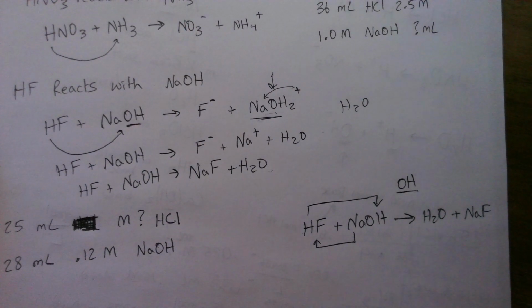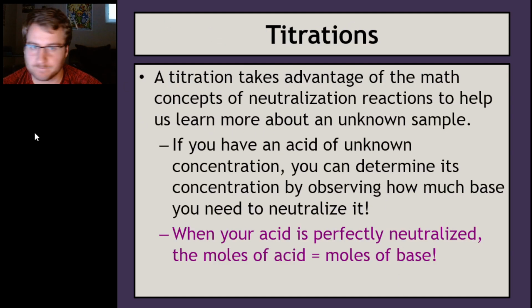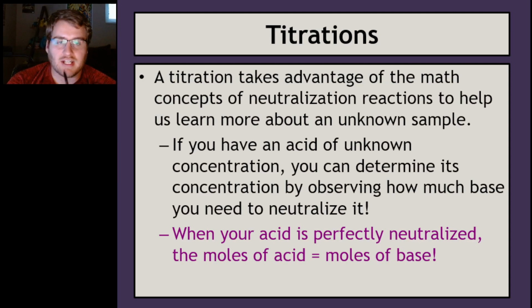Okay. That's some examples of how to write different reactions. A lot more practice of that to come, don't worry. Bringing us to our last topic, titrations. A titration takes advantage of the math concepts of a neutralization reaction to help us learn more about an unknown sample. If you have an acid, but you don't know its concentration, you can figure it out by using some of this math we were just learning.